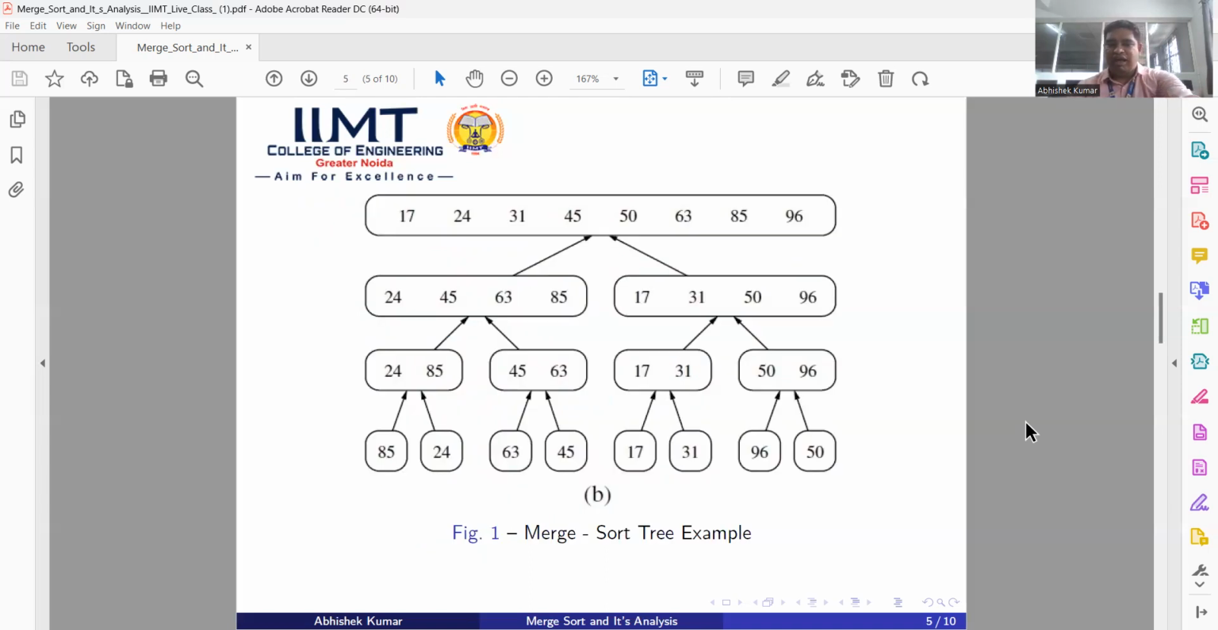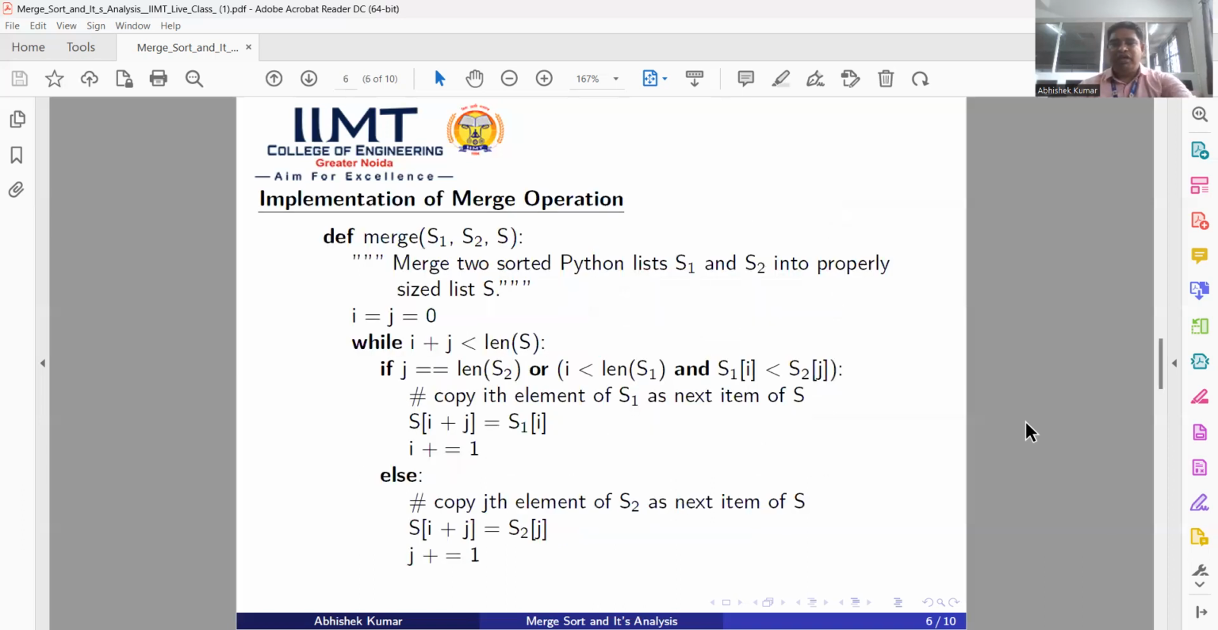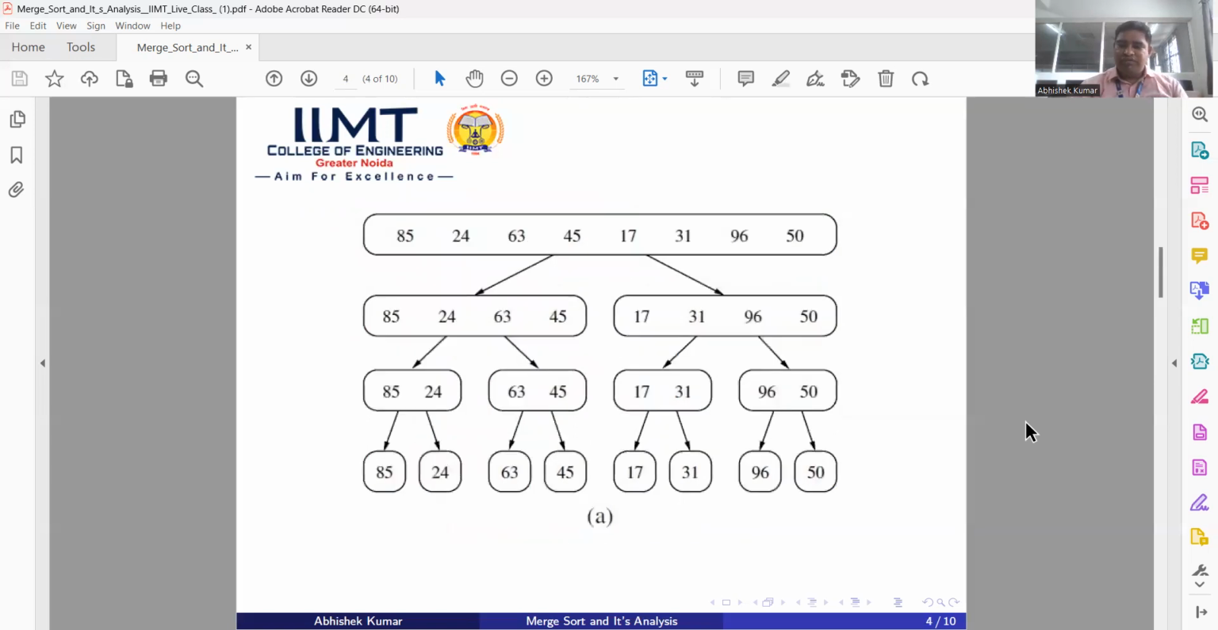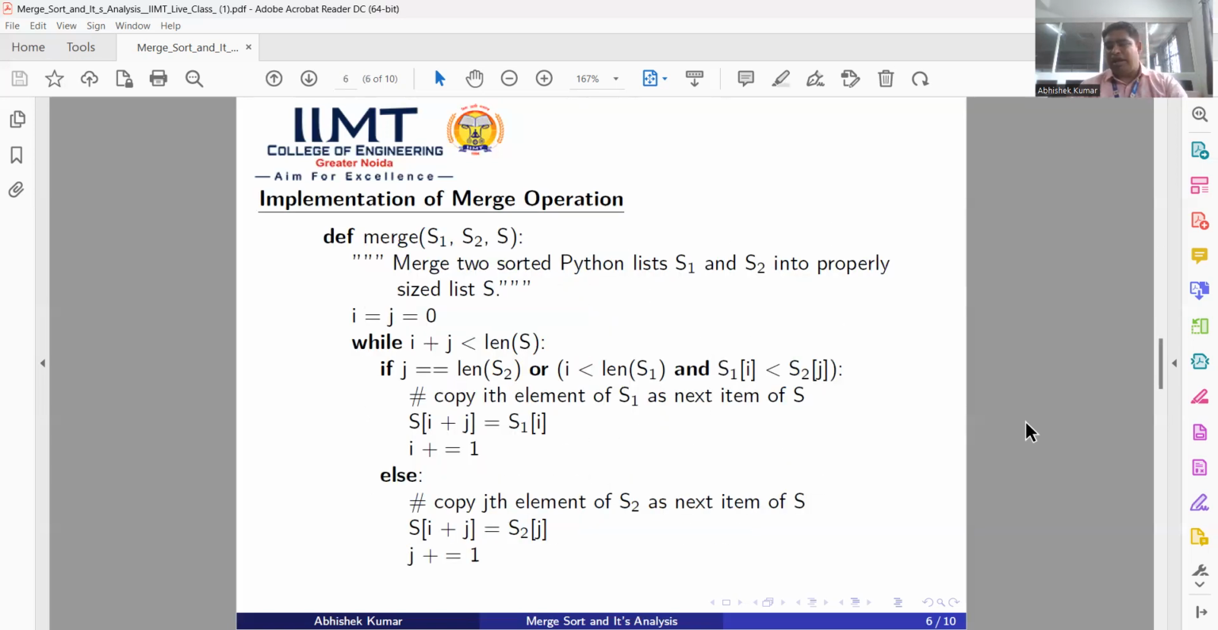So here i value is 0, j value is 0. So S[i plus 0] means S of 0. S of 0, which value are we pointing to? We are pointing to S1 of i. That means this value is copying to this side. So the same thing here, it is writing very simply. And after that, what we are doing? We are adding the i value, i to i plus 1.